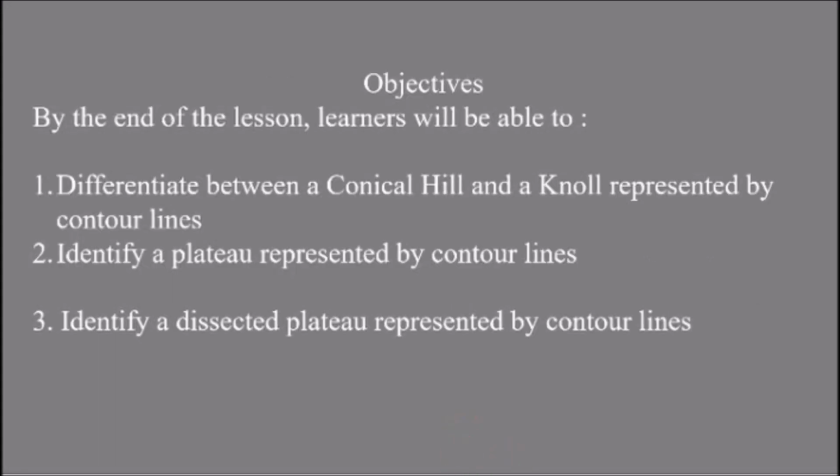Objectives of the lesson. By the end of the lesson, learners will be able to: 1. Differentiate between a conical hill and a knoll represented by contour lines. 2. Identify a plateau represented by contour lines. 3. Identify a dissected plateau represented by contour lines.